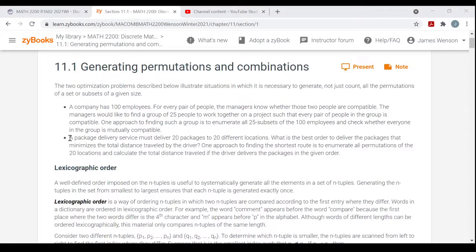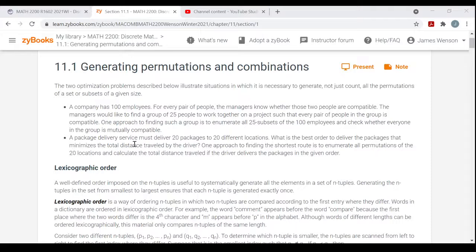Another scenario. A package delivery service must deliver 20 packages to 20 different locations. What is the best order to deliver the packages that minimizes the total distance traveled by the driver? One approach to finding the shortest route is to enumerate all permutations of the 20 locations and calculate the total distance traveled if the driver delivers the packages in the given order.